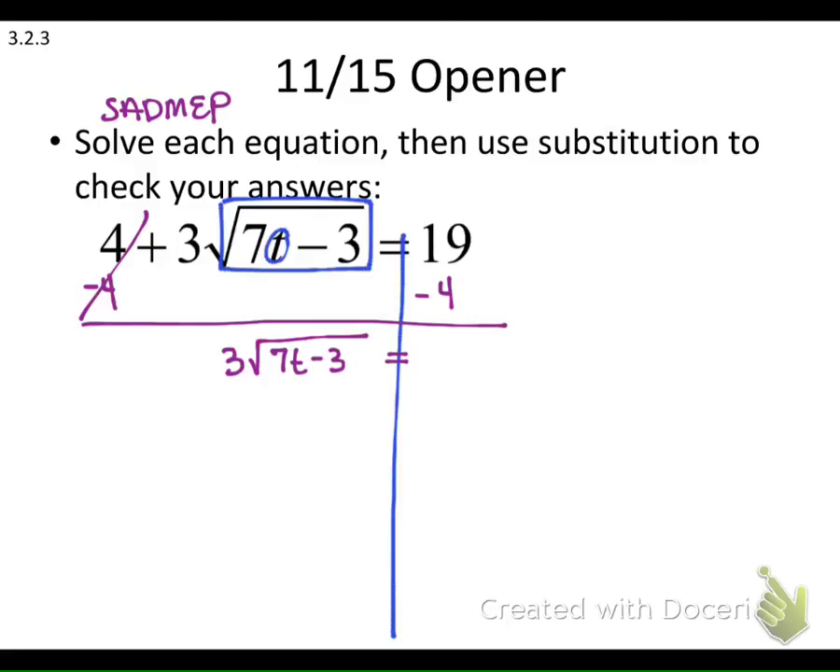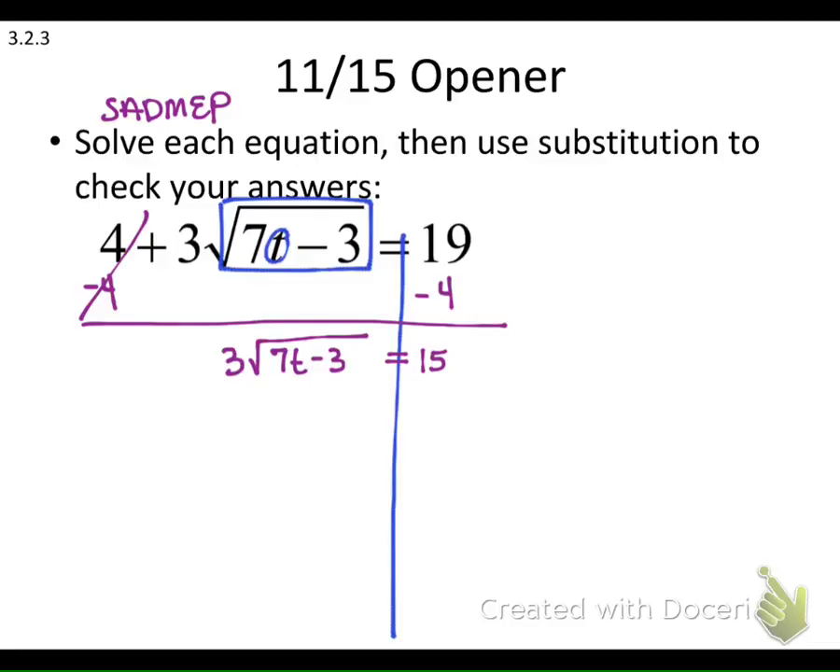It's 15. Yeah, because that'll be a stamp. Okay, so it's 15. Good. Okay, so is my square root by itself yet? No. So now what do I have to get rid of? The 3. How do I do that?